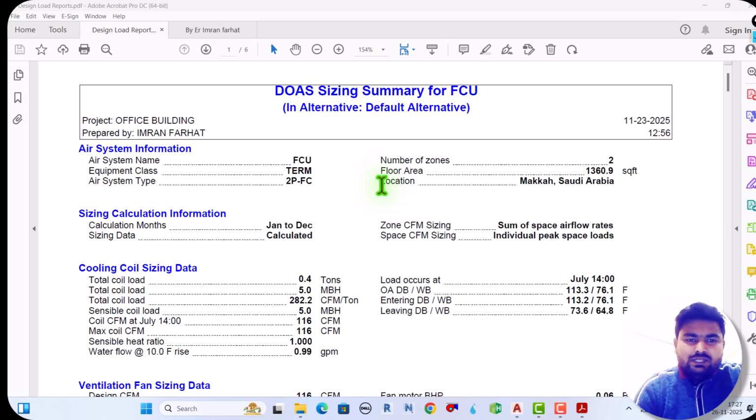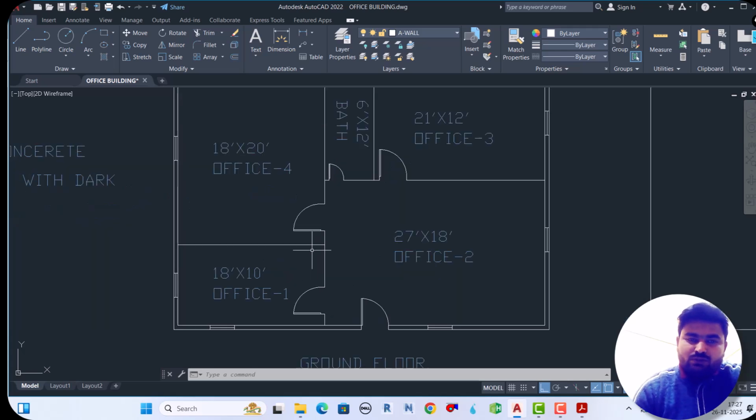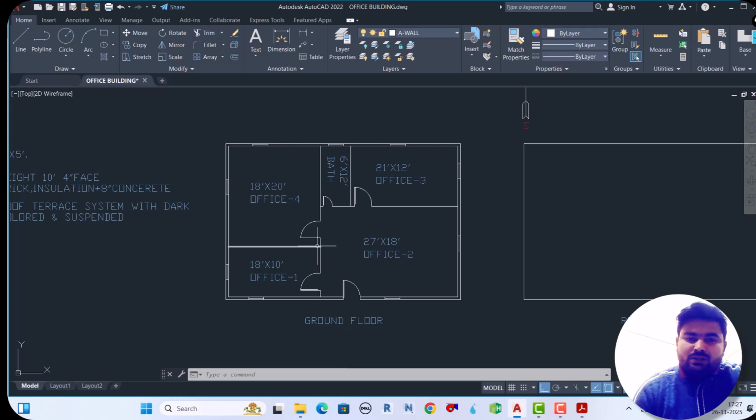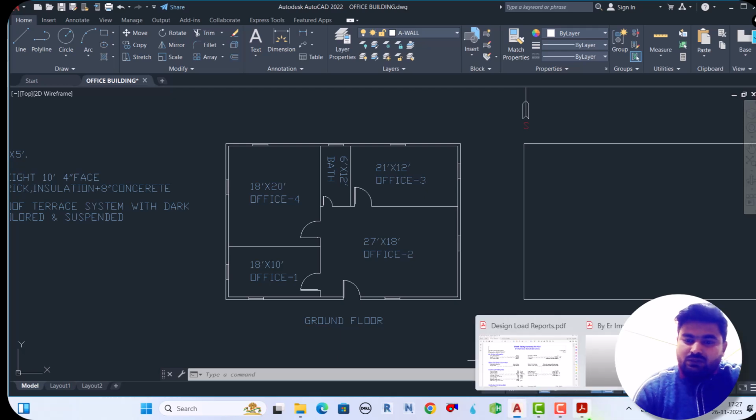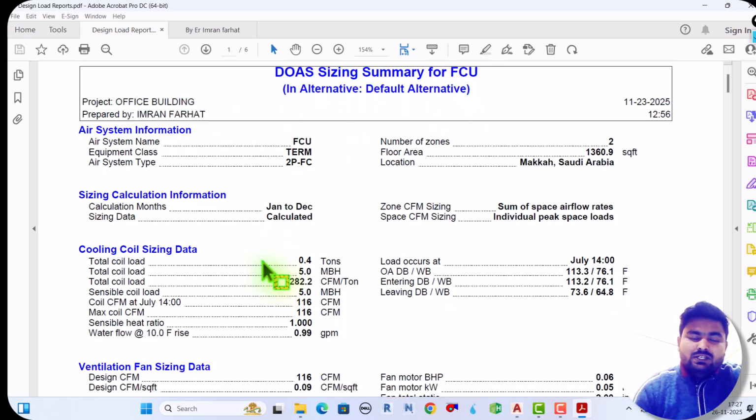In the previous lecture, we generated this report for this small sample offices in HAP 6.2. Now we will continue after the heating and cooling load calculation. Okay, let's start. See, this is the one for which we generated the report.